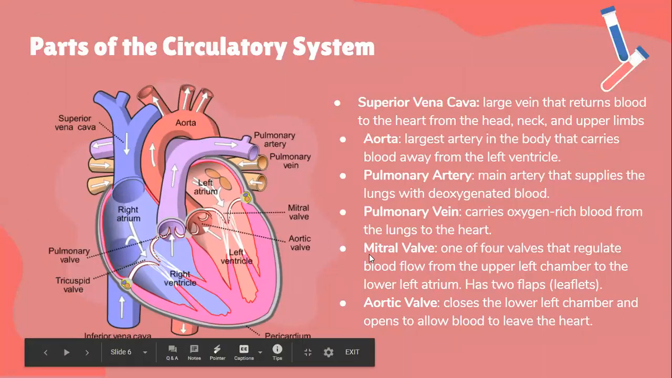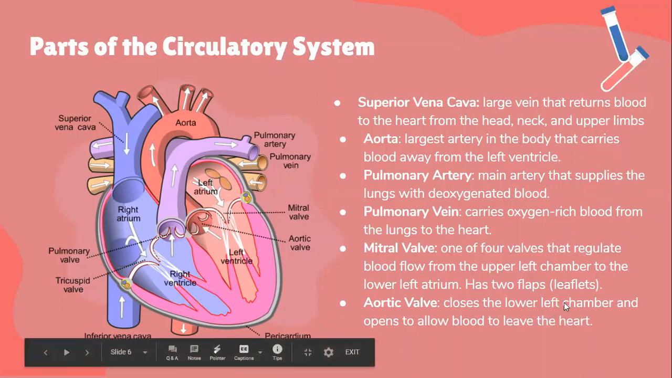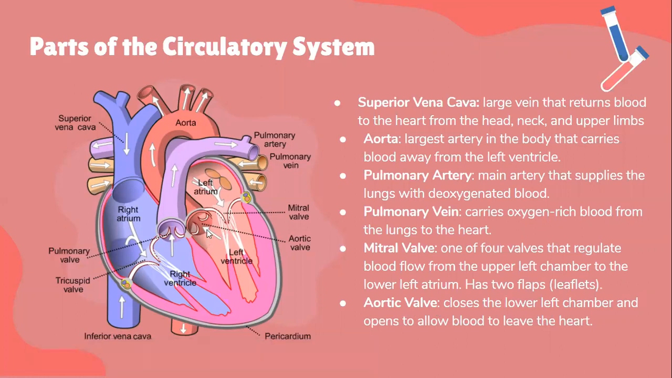And then we have the aortic valve, which is this valve. That's the mitral valve, and the aortic valve is right next to it. This closes the lower left chamber. Remember, the mitral valve and the aortic valve are both on the left side. It closes the lower left chamber and opens to allow blood to leave the heart. So it goes down, and then back up and out through the aorta, which carries blood away from the left ventricle.